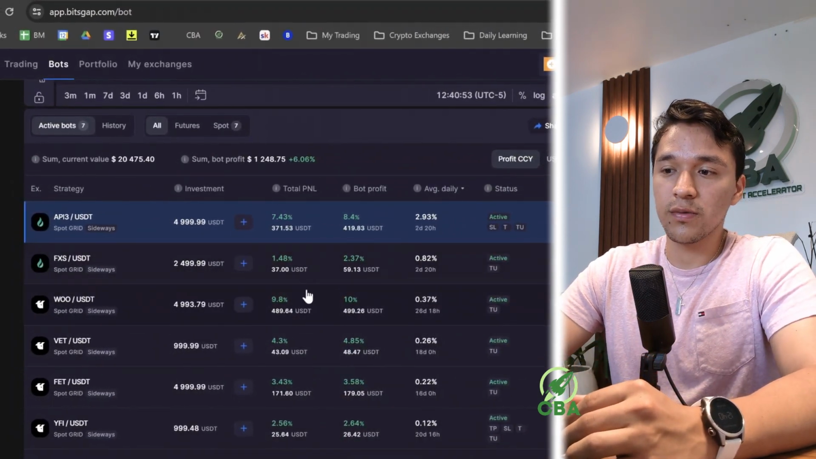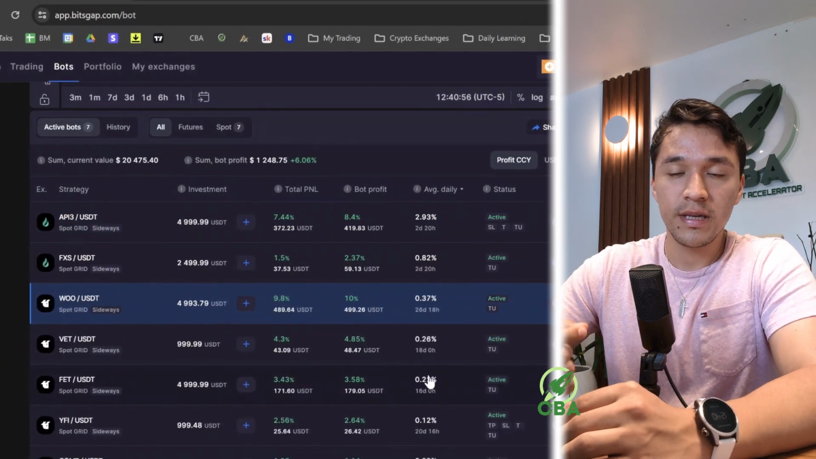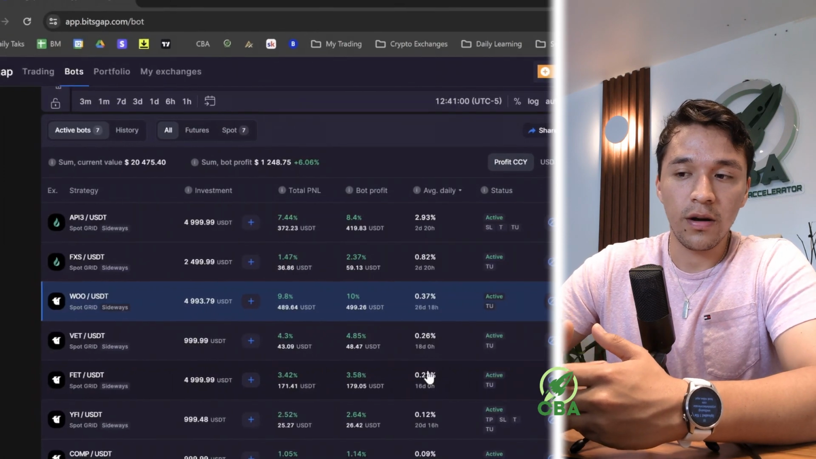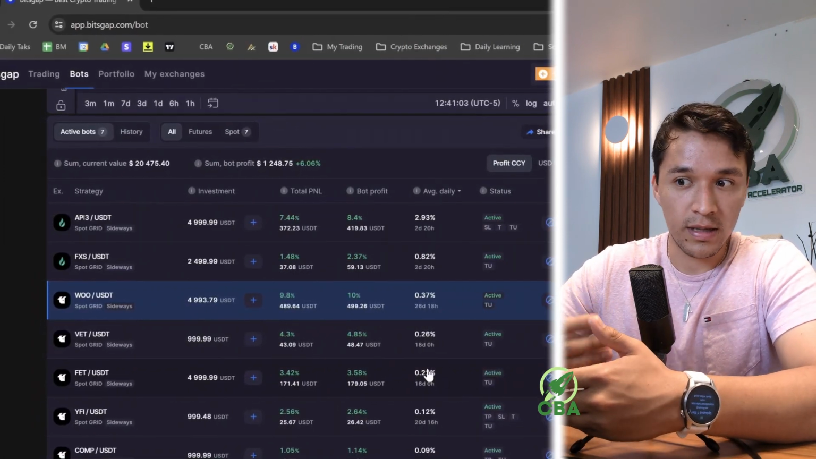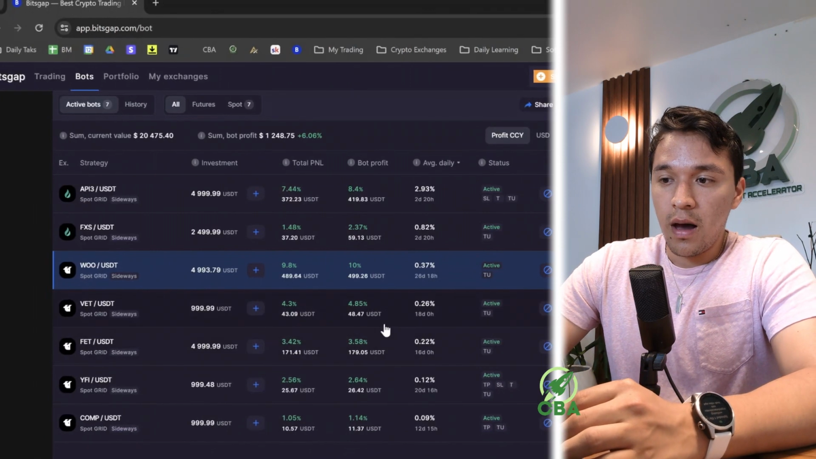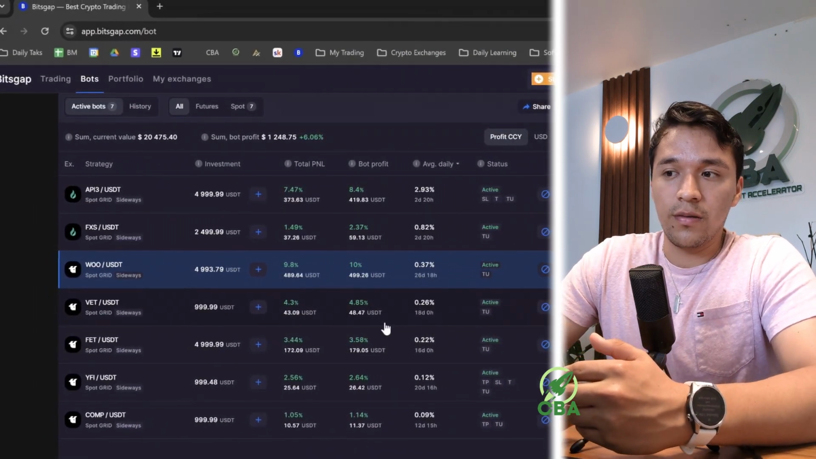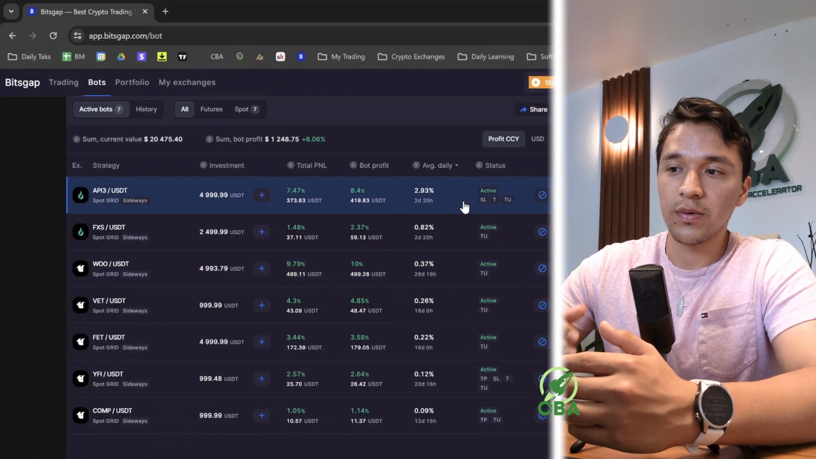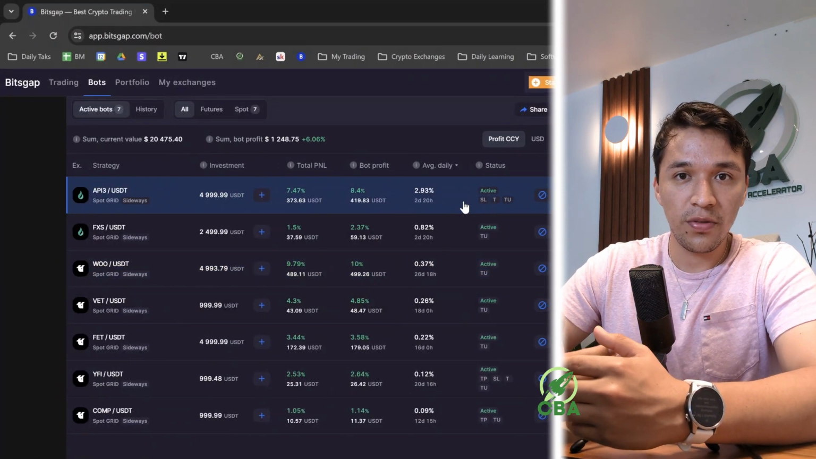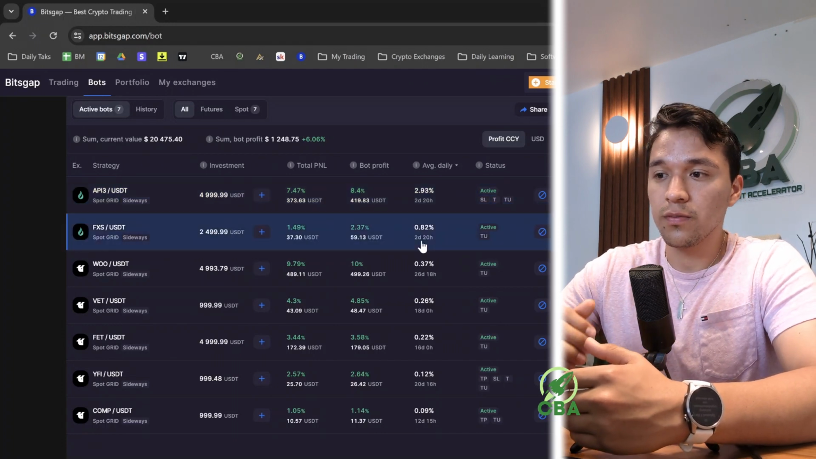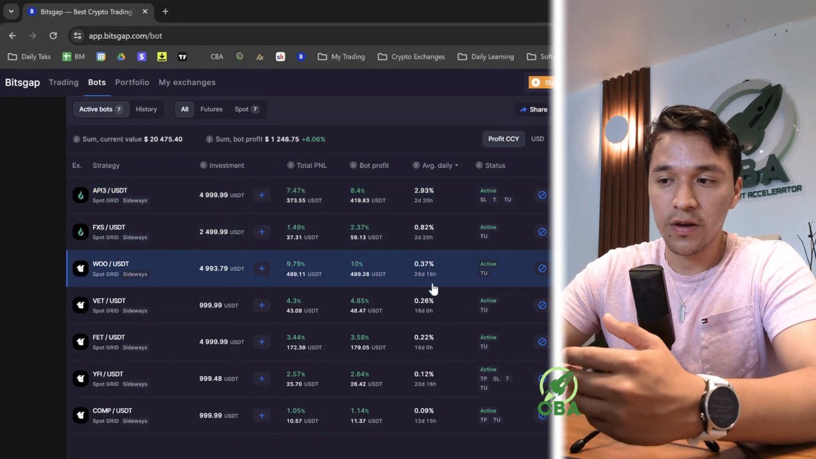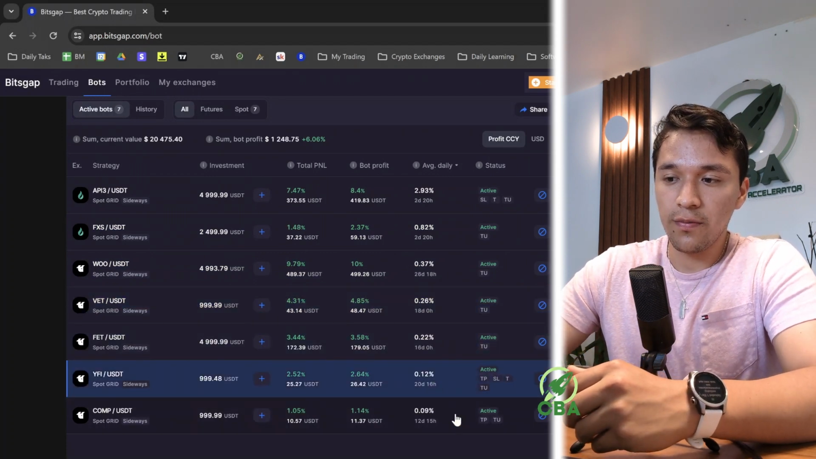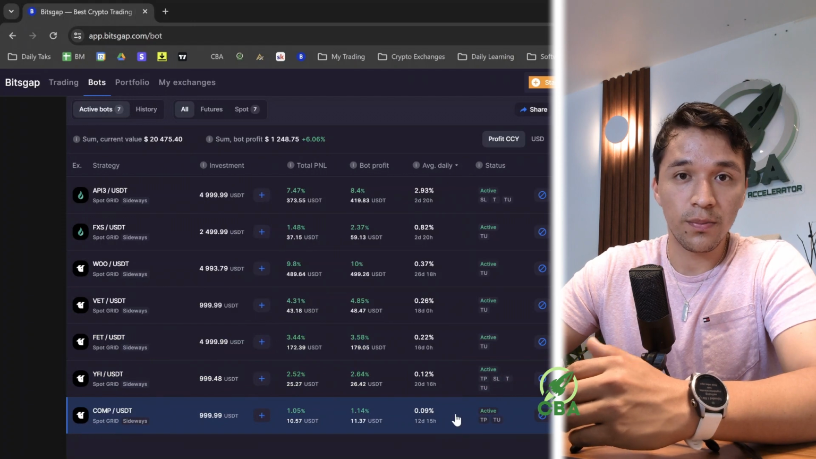Or if we look at this one, it has been trading for 26 days and 18 hours, and it has generated a total return of $489, or close to a 10%. And all of these are actively running, right? So that is the average daily profit every single bot is generating. So we have this one generating almost 3% per day, or this one almost 1% per day, 0.37, 0.26, 0.22, 0.12, and this one with the lowest of 0.09.